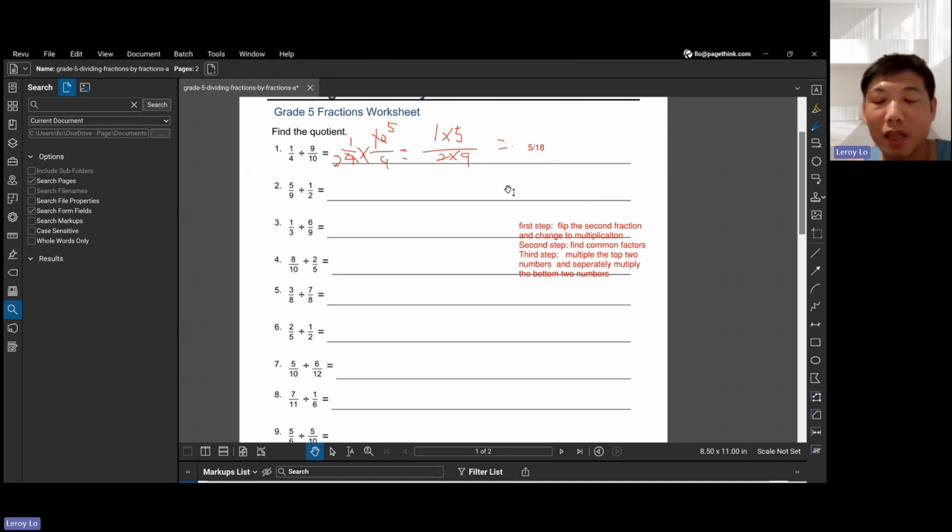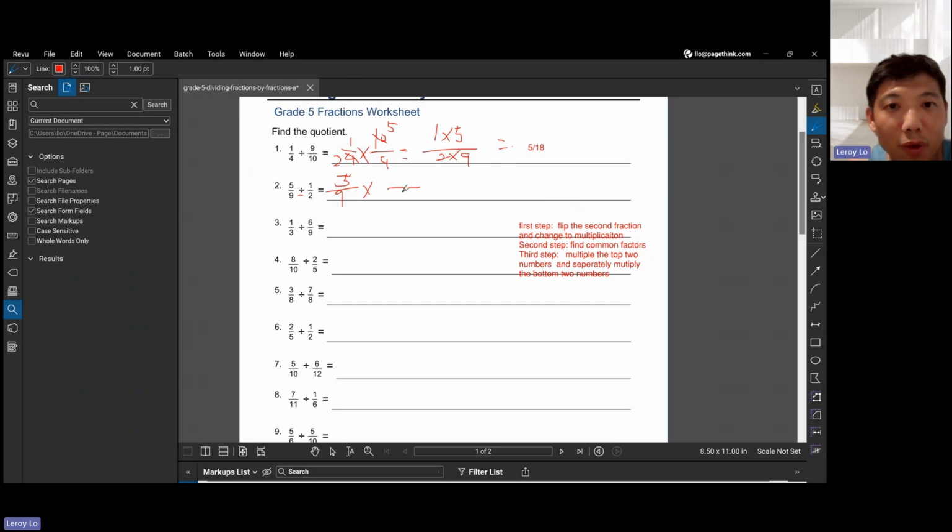Okay, so this is step by step. So let's do the next question. Number 2, 5 over 9 divided by 1 over 2. So now you have 5 over 9. First, we need to flip the second fraction and change to multiplication. So you have 5 here on the top, 9 put down. And now you change this to multiplication instead of the division here. And then you flip the two numbers here.